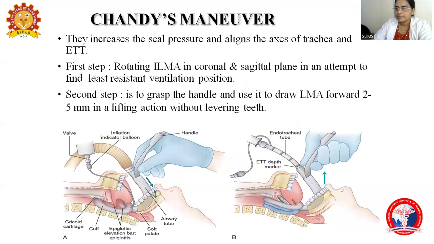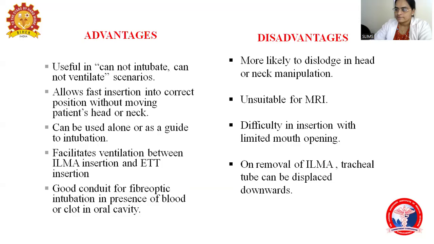They increase the seal pressure and align the axis of the trachea and the endotracheal tube. First step, rotating the ILMA in the coronal and sagittal plane in an attempt to find the least resistant ventilation position. Second step, grasp the handle and use it to draw the LMA forward 2 to 5 mm in a lifting action without levering on the teeth.